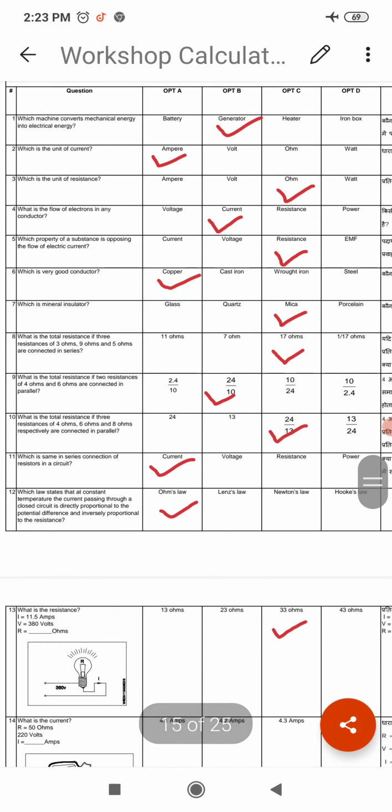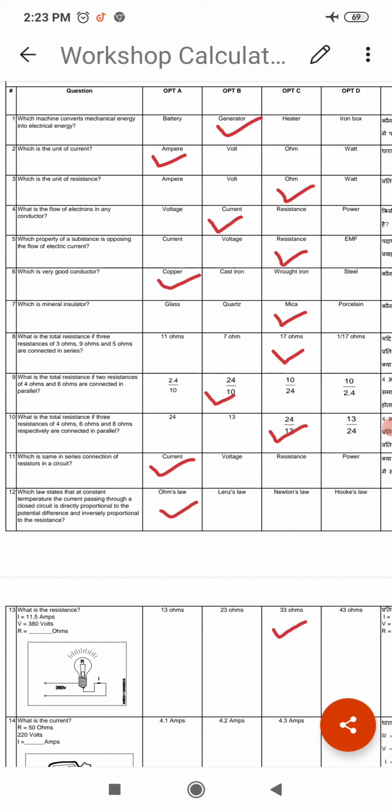Next, which machine converts mechanical energy into electrical energy? It's generator. Option B. Which is the unit of current? Ampere. Option A. Which is the unit of resistance? Ohm. Option C. What is the flow of electrons in any conductor? Option B. Current. Which property of a substance opposes the flow of electric current? Its answer is resistance. C.